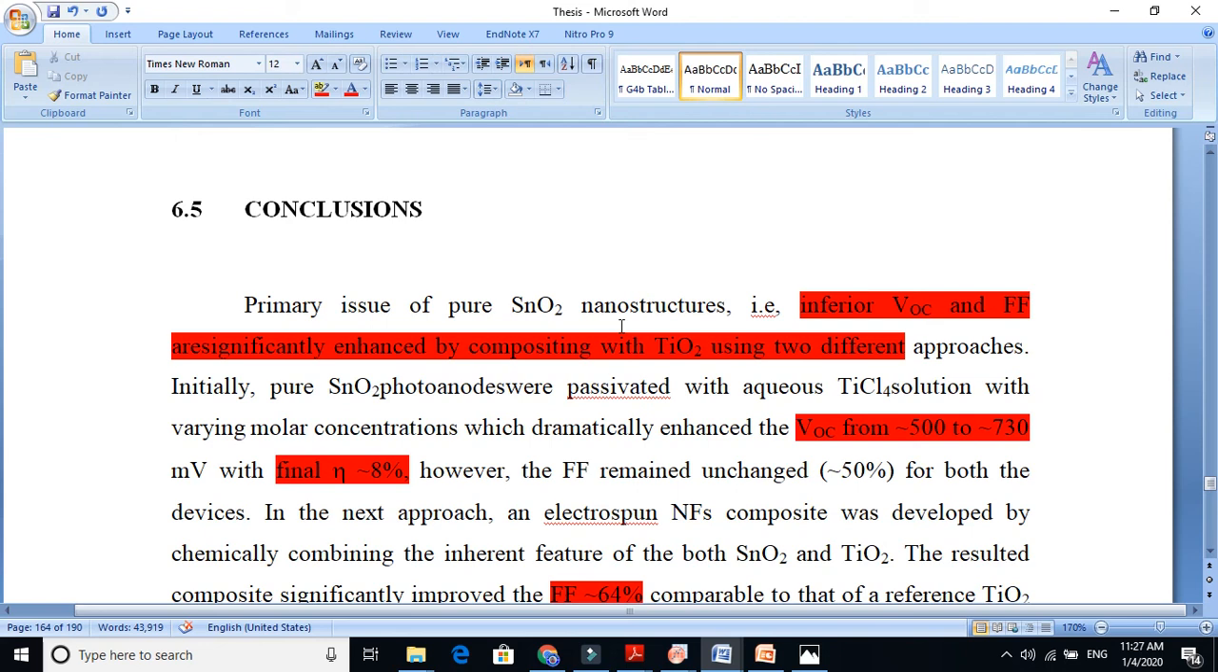In an article, if you want to publish papers, the introduction is more powerful than the conclusion, but I'm talking about thesis. Okay, thanks for watching.